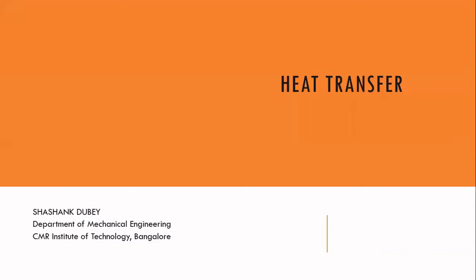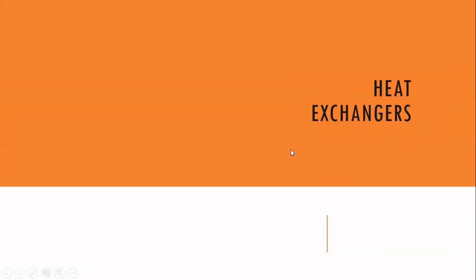Right now, we are starting the fifth module. Again, the fifth module has two parts. The first part is heat exchangers, which we are going to start today. And the second part is boiling and condensation, which we will do after completion of the rest of the topics.